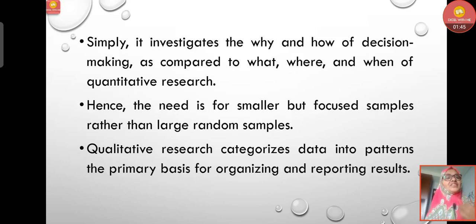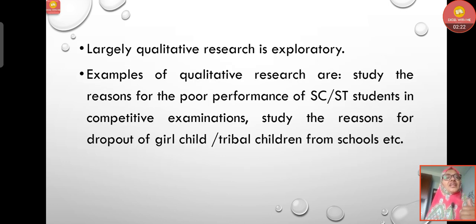Now simply it investigates the why and how of decision making as compared to what, where and when of quantitative research. Quantitative itself tells you about the quantity we are measuring. Statistically we will measure them in quantity. So hence the need is for smaller but focused samples rather than large random samples. Now qualitative research categorizes data into patterns, the primary basis for organizing and reporting results. Now largely qualitative research is exploratory.